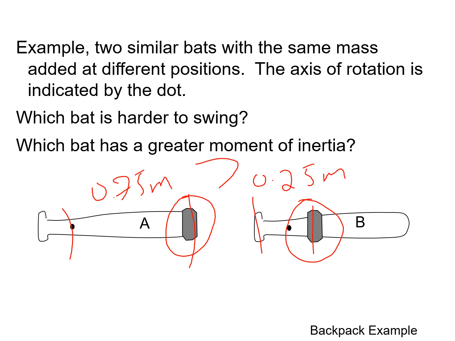Similar to when we were looking at if you're working on a bolt that's very hard to loosen, you may use a longer wrench. It's the same example. So A would be harder to swing.